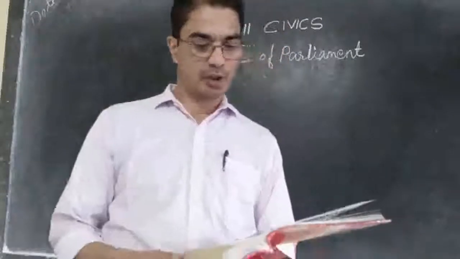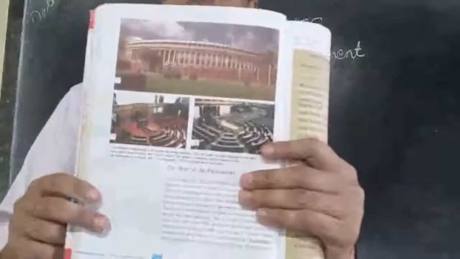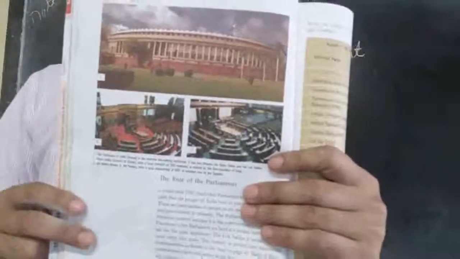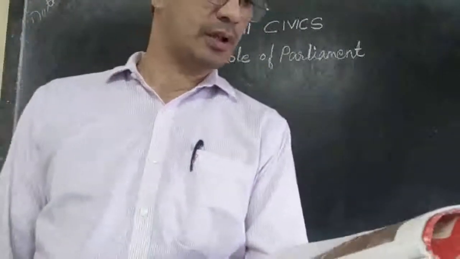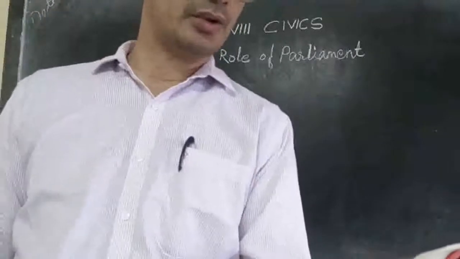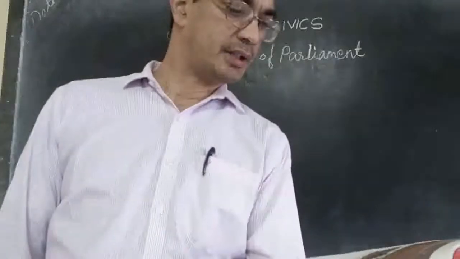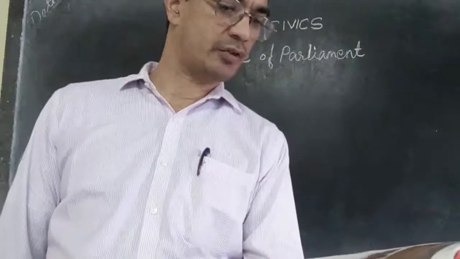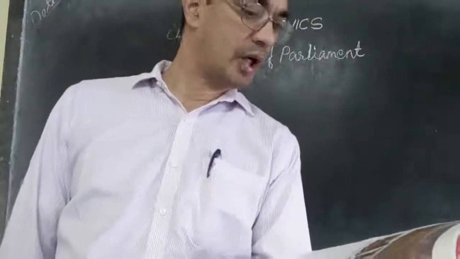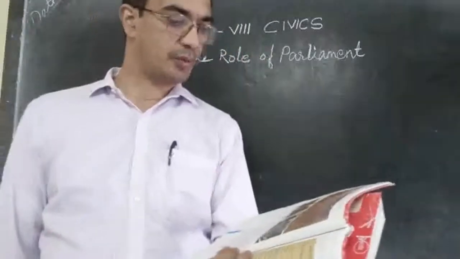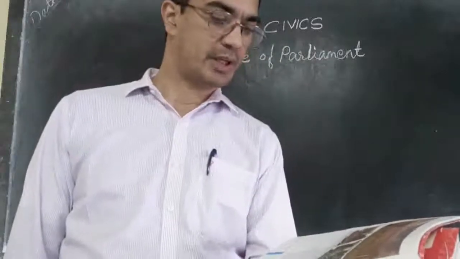The role of the Parliament. And you can see a big round building, and there are two houses there. The Parliament of India, that is the supreme law-making institution. It has two houses, Rajya Sabha and Lok Sabha. Rajya Sabha, which has the strength of 245 members, is chaired by the Vice President of India, and Lok Sabha, the House of the People, with a total number of 545, presided by the Speaker.